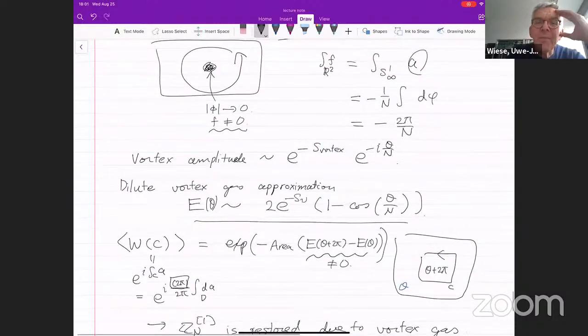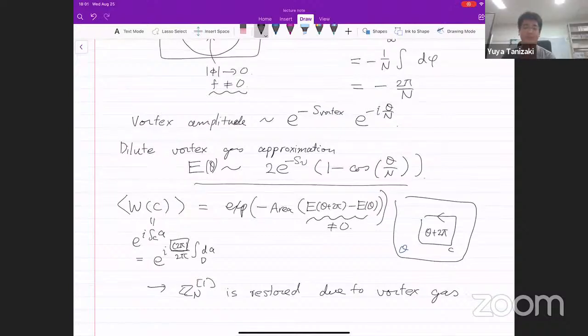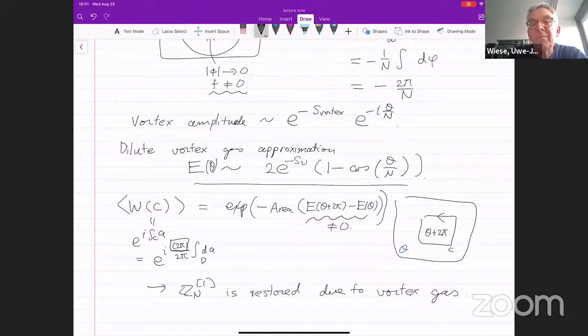Are you claiming that the cosine there is an exact result or just the result of the dilute vortex gas approximation? This is a result of the dilute vortex gas, yes. Because often one finds that the periodic function there has cusps, like a parabola which then jumps from one branch to the next, you know what I'm talking about, right? So I would not be surprised if the exact answer would have such features.